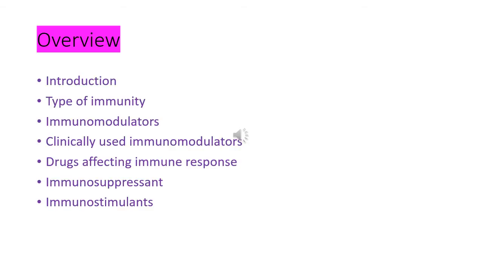Overview. Introduction. Types of immunity. Immunomodulators. Clinically used immunomodulators. Drugs affecting immune response: immunosuppressants and immunostimulants.